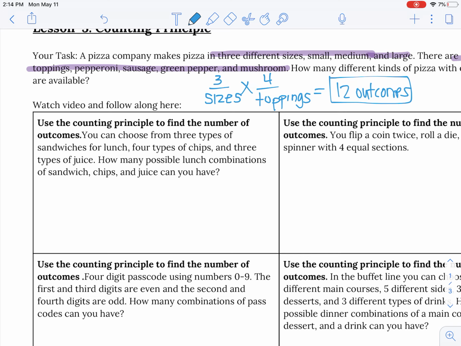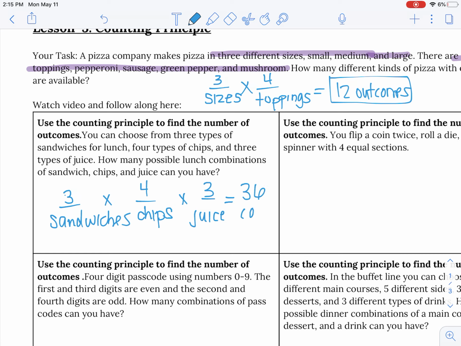Using the counting principle to find the number of outcomes: you can choose from 3 types of sandwiches for lunch, 4 types of chips, and 3 types of juice. How many possible lunch combinations of sandwich, chips, and juice can you have? So we're going to list those out again. There's 3 sandwiches times 4 different types of chips times 3 different types of juice. You're going to multiply those across, and you are going to get 36 different combinations or outcomes.